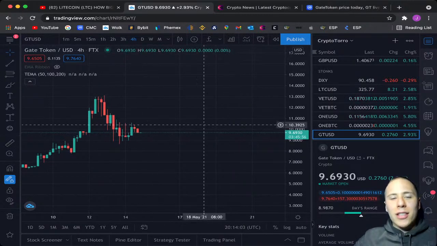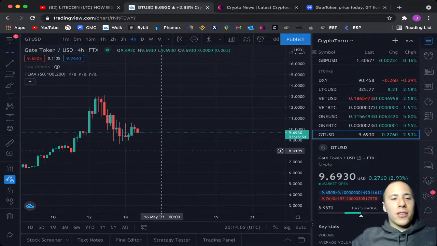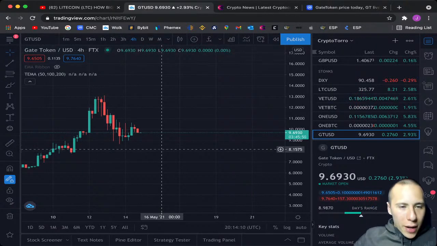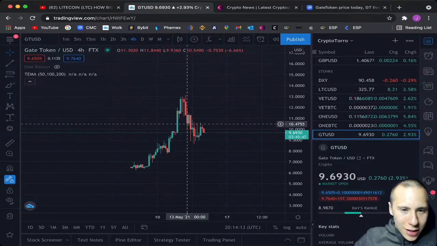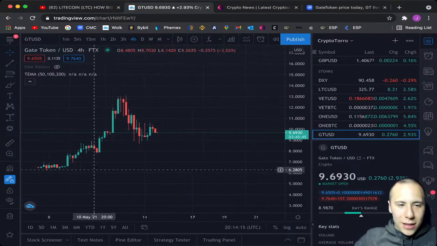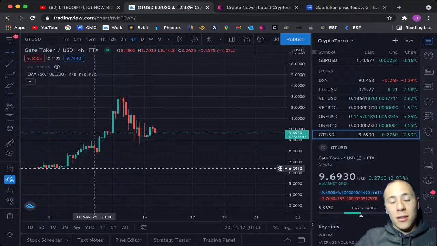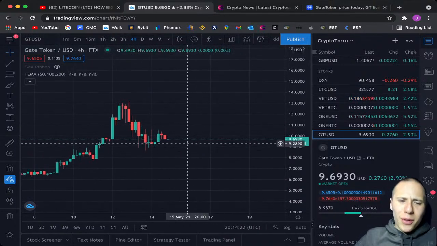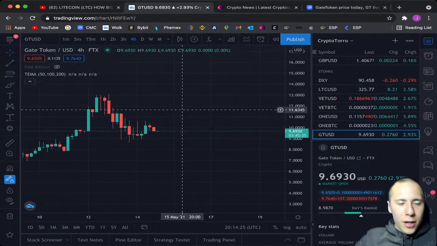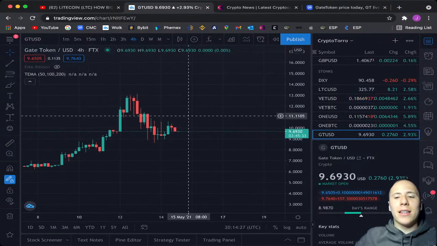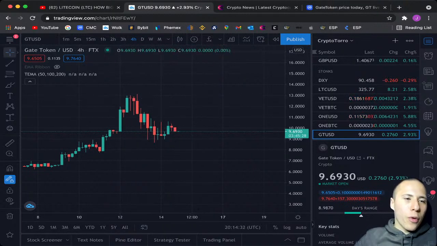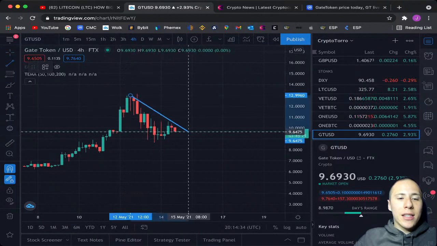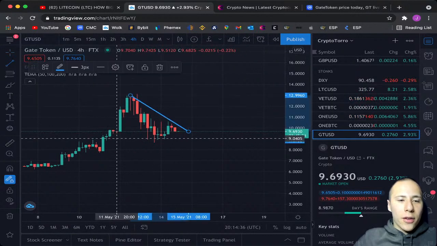And unfortunately, there is not a lot of data on Gate token on TradingView, as you can see. I'm very sorry, there is not that much data. Especially because I don't know this token, it is hard for me to tell if it has the fundamentals to grow even bigger. And looking at this right now, what I'm immediately seeing is this descending triangle being created on the 4-hourly time frame.